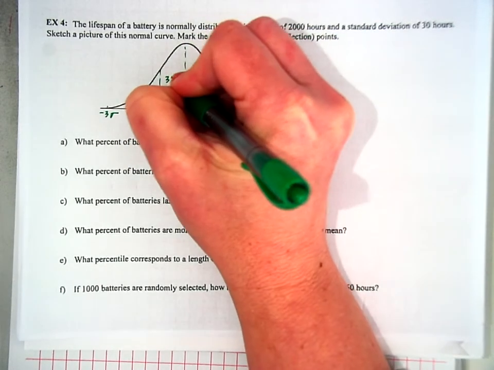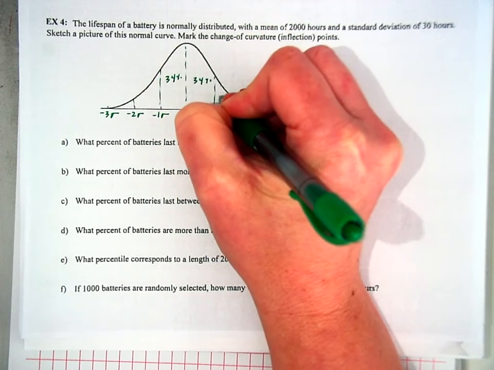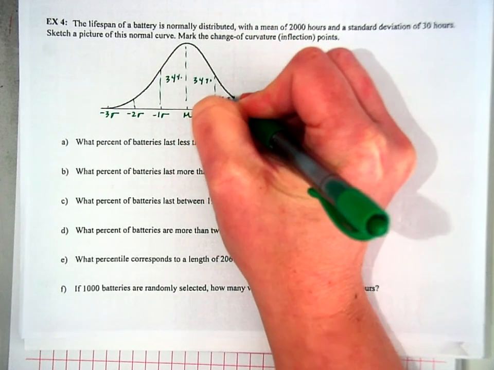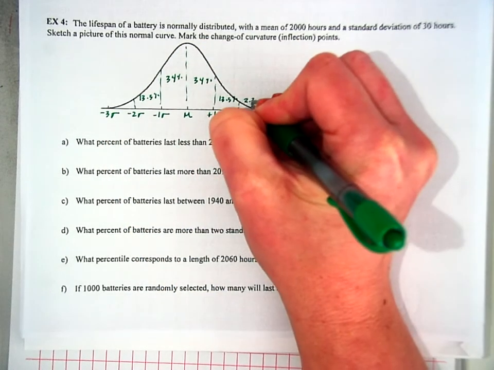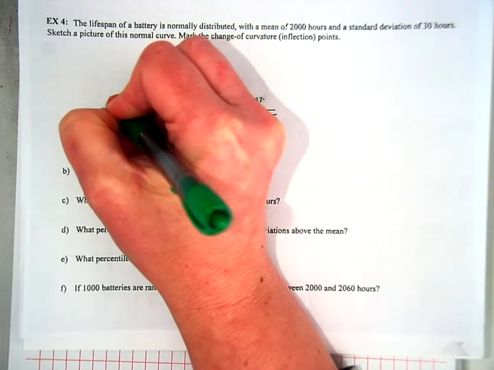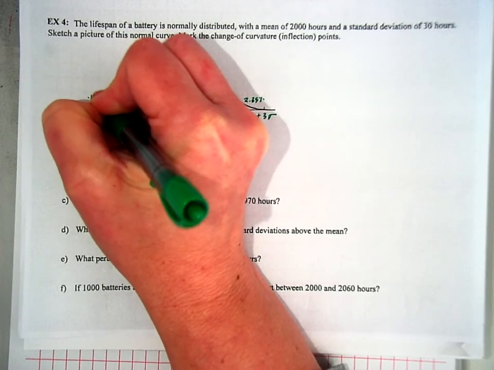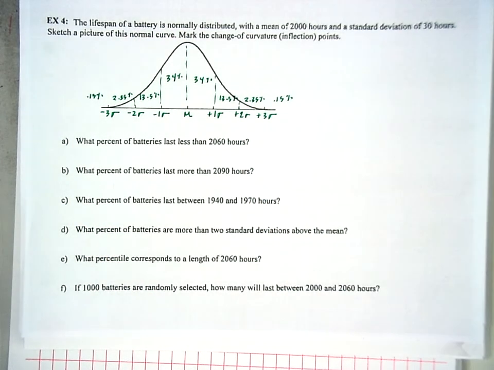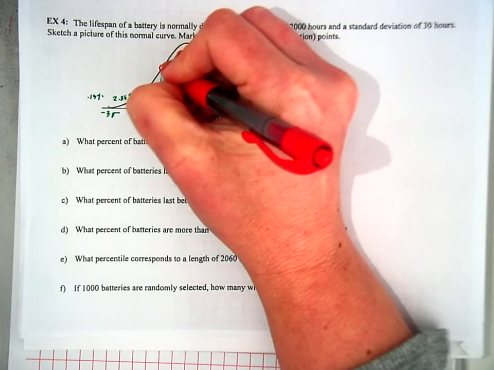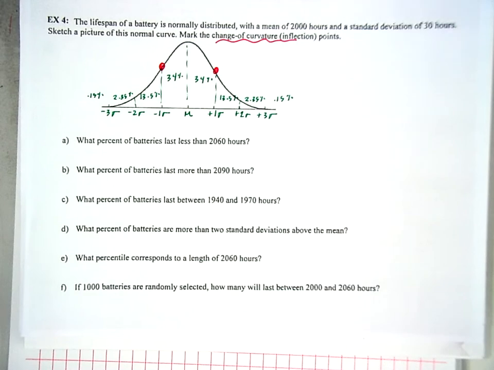So here I have 34%, 34%, 13.5%, and 13.5%. 2.35%, 2.35%, and then those tiny little slivers out in here, 0.15%. Okay, my change of curvature points would be at 1 standard deviation. So right here and here would be my change of curvature or inflection points.